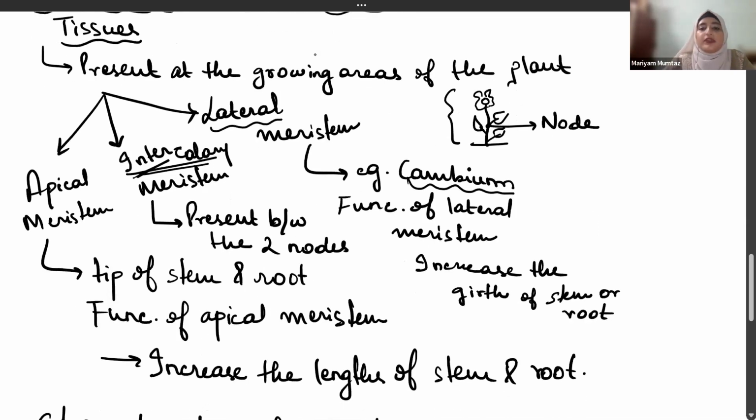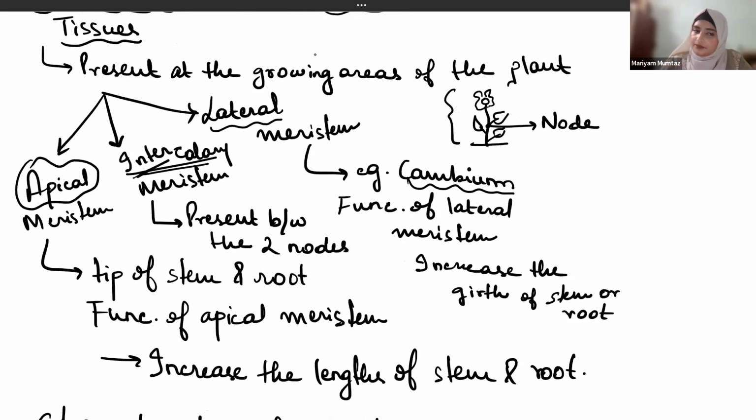So further, the meristematic tissue is of three types. The first one is apical meristem. Then there is intercalary. And finally, there is lateral meristem. These meristems are named because of their position. All of the names, meaning the apical name, the intercalary name, or the lateral name, are given according to the position they are at.